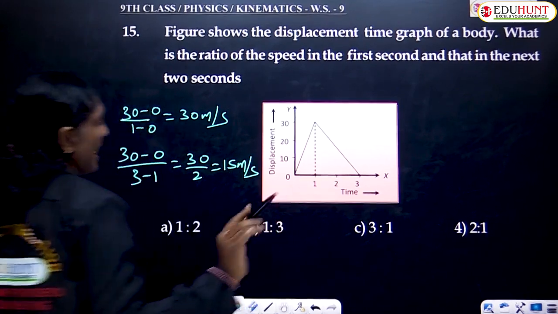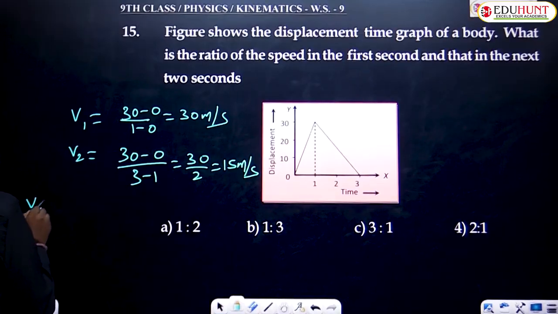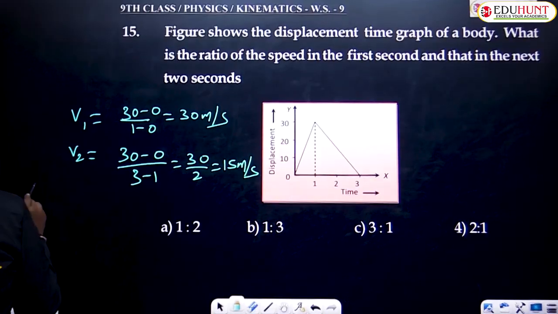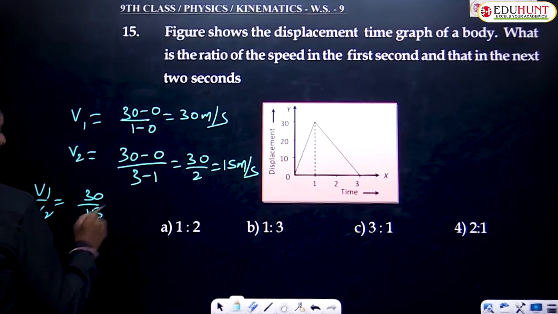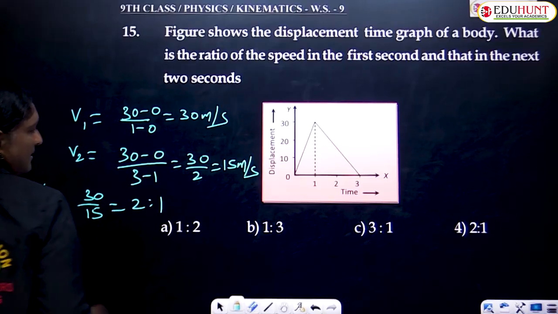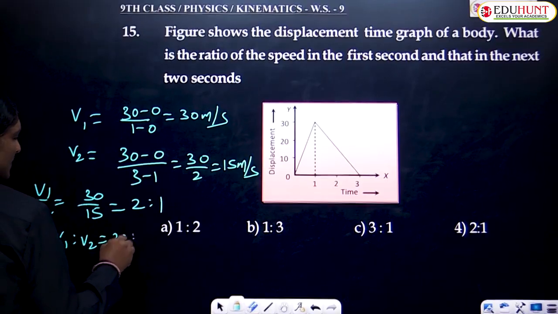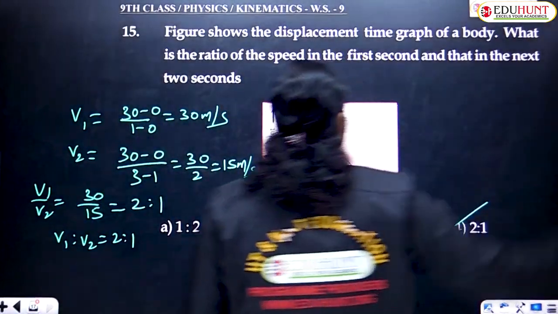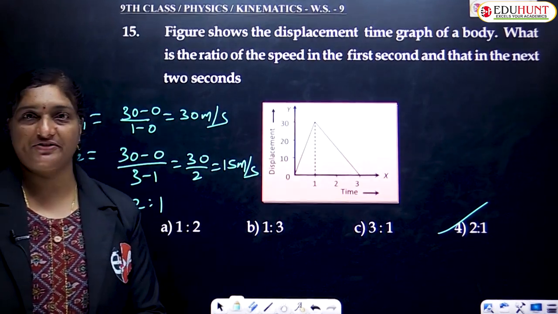You are only asked for the ratio. So now you are asked to find V1 is to V2, or V1 by V2. V1 by V2 is nothing but 30 by 15, which is 2 times. Hence V1 is to V2 equals 2 is to 1. So option number 4.